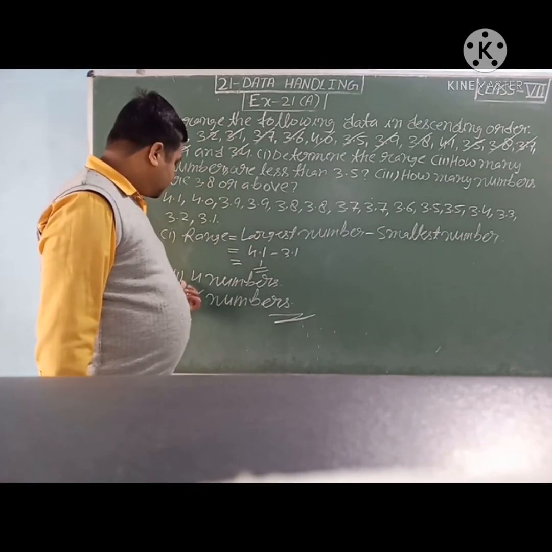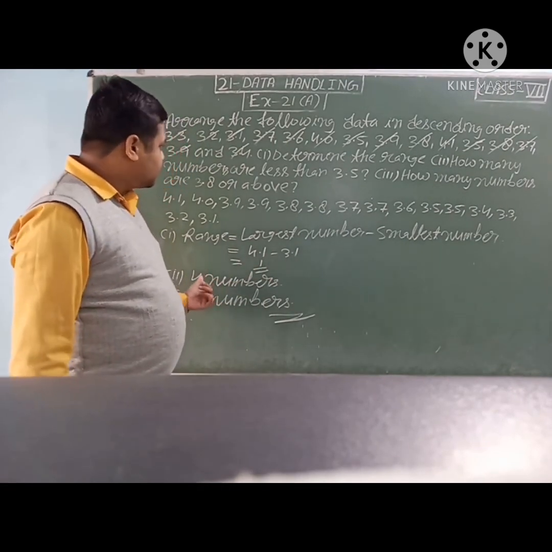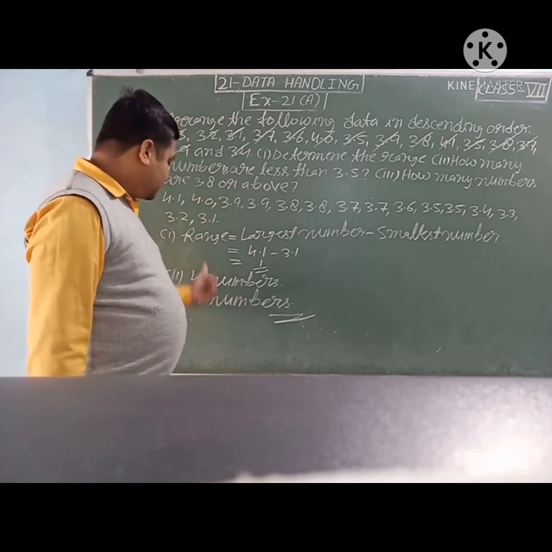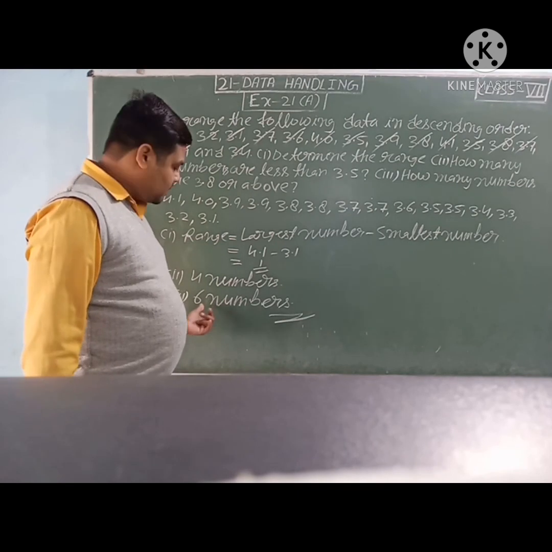Second part, numbers less than 3.5 are 4. Numbers 3.8 or above are 6.